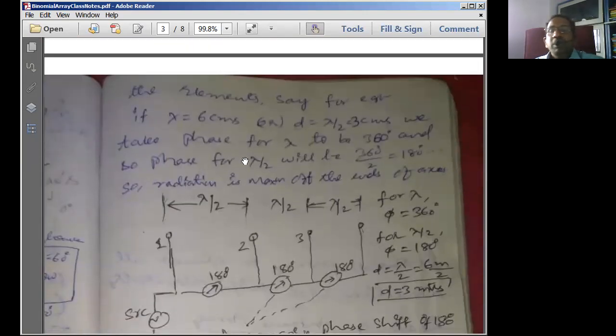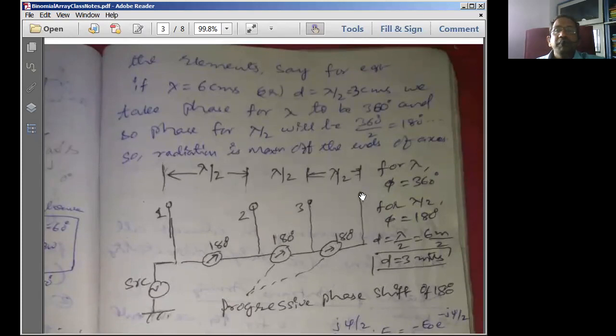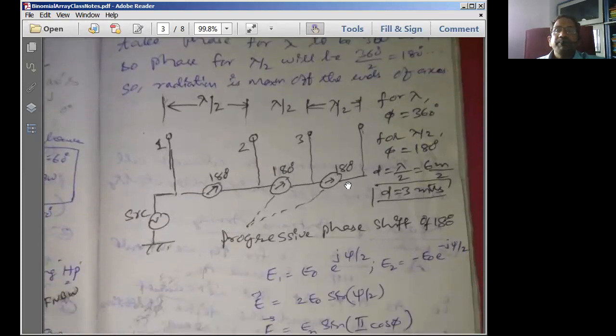So it all depends on the distance between the antennas; we apply the phase shift between the antennas accordingly. If the distance between the antennas is lambda by 2, the phase shift we apply is 180 degrees. If the distance is lambda, the phase shift is equal to 360 degrees. So like this, we apply the phase shift between the two antennas.